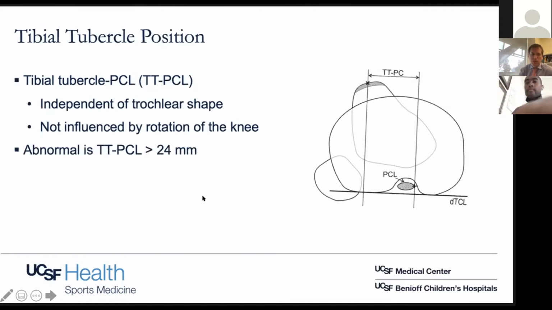And just to keep in mind, abnormal for TT-PCL is just a little bit higher, 24 millimeters. I don't think you'll see this on any tests, but as you're evaluating these patients, I think it's useful: if you say, I can't really say where their trochlea is, you can still measure offset with this measurement.